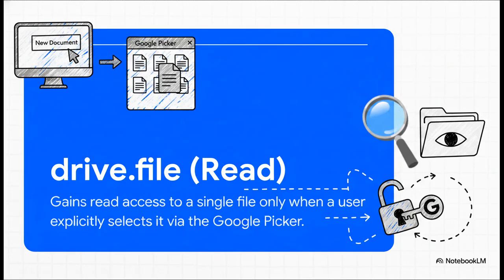To show you how the drive.file scope's read permission works, I'll start a new signing request by clicking New Document. This opens the official Google Picker. And it's important to note, this is the only way our app can access a file from a user's drive. Access is granted only to the one specific file the user selects right here. I'll go ahead and select a PDF.